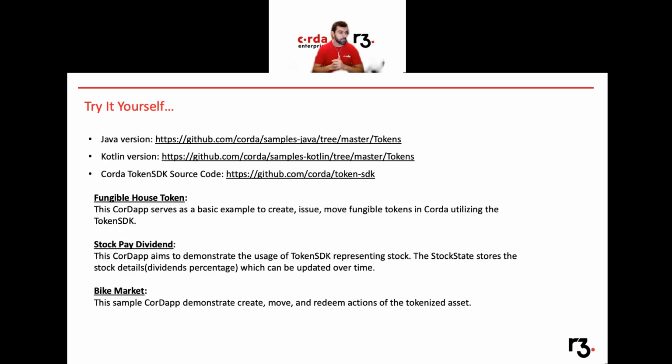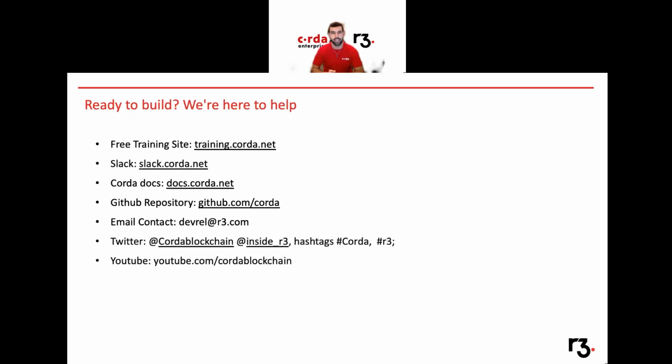So there's a couple CorDapps I would recommend taking a look at. The flows here are going to be very helpful. The Fungible House Token CorDapp serves as a basic example to create, issue, and move fungible tokens utilizing the Tokens SDK. The Stock Pay Dividend CorDapp aims to demonstrate the usage of the Token SDK representing stock. And in that example, you'll see that the stock state actually stores more details like dividend percentage that can be updated over time. And lastly, the Bike Market CorDapp, which demonstrates a lot of the actions we talked about just on bikes, which are a pretty tokenized asset.